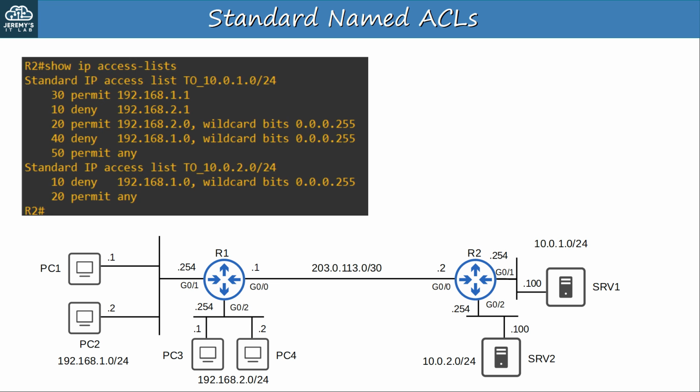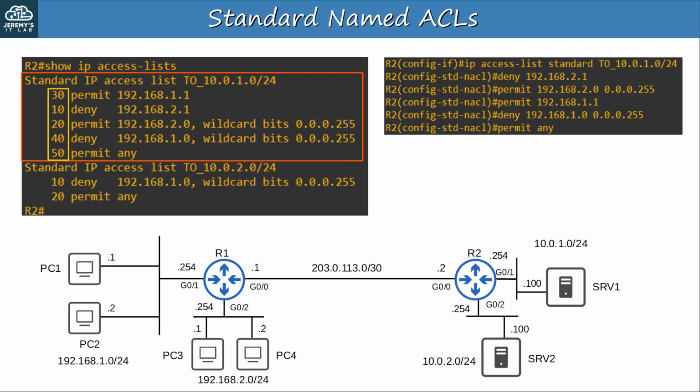Let's check those ACLs with show IP access lists. Do you notice something strange about the 2_10.0.1.0/24 ACL? Look at the sequence numbers. 30, then 10, then 20, then 40, then 50. And look at the order I configured them. The sequence numbers match the order I configured the entries, but their actual order in the ACL is totally different.